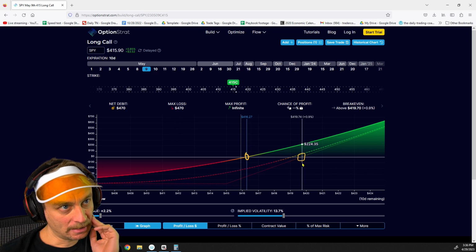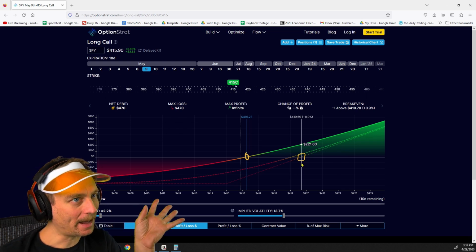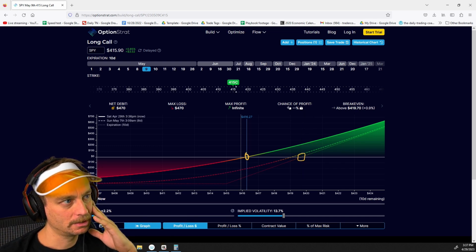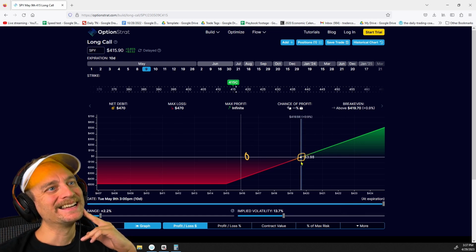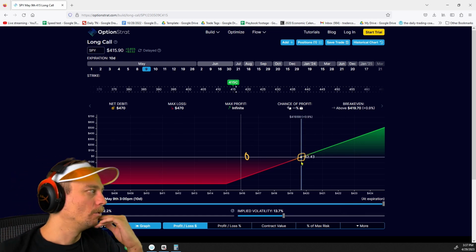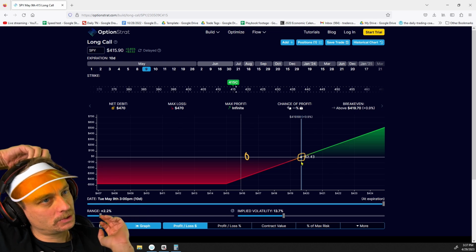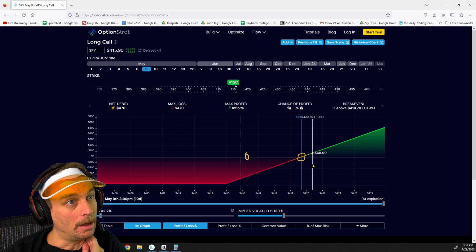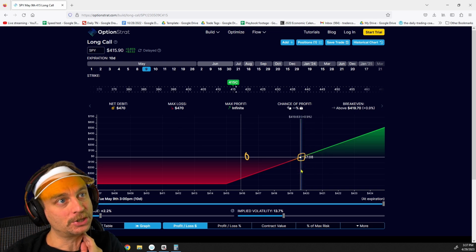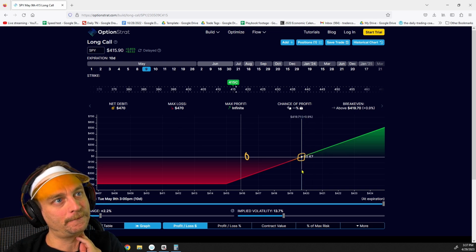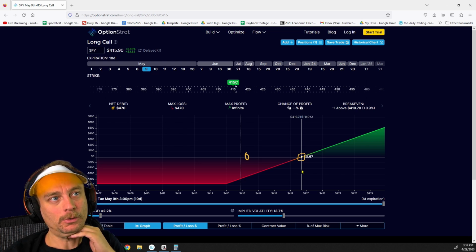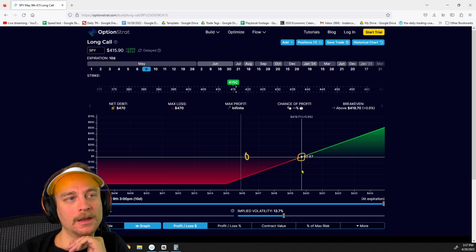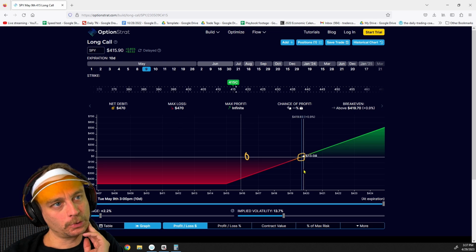If it goes to this price the day we bought it, it's worth $221. But if it goes to that price the day of expiration, it's break even. So in order for us to make any money, it needs to be above this strike price of $419.71. So about $420. It needs to be above the price of $420 essentially to make any money.